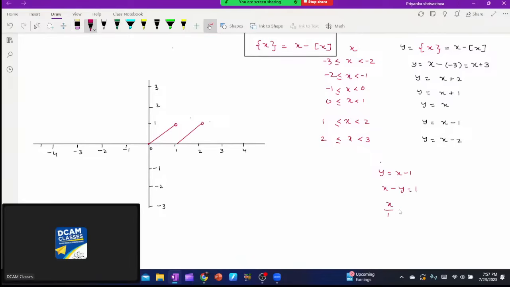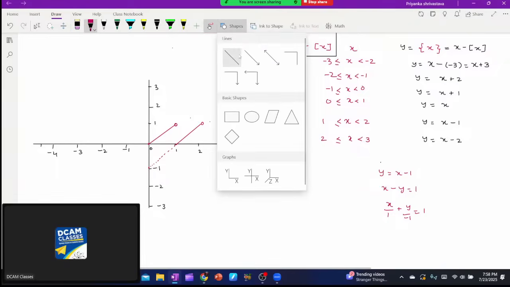So x by 1 plus y by minus 1 is equal to 1. This is how. So the x-intercept is 1. But if you extend it, it will cut at y is equal to minus 1. But we need from 1 to 2 only. That's why I have drawn it like this. Similarly, for 2 to 3, y is equal to x minus 2, the graph will be like this.